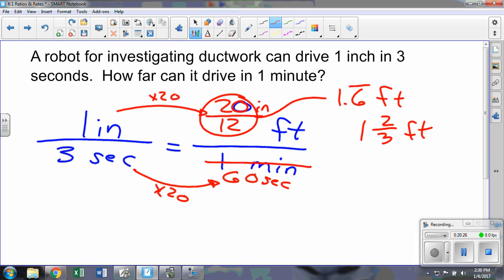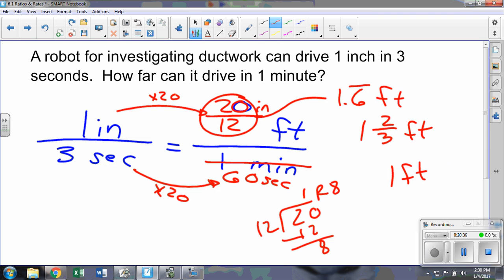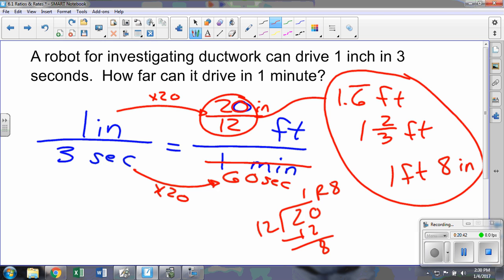And of course, if we were to take 20 divided by 12, it gives you 1 remainder 8. So that would be 1 foot with a remainder of 8 inches. All three of those are correct answers. They're just correct answers in different formats.